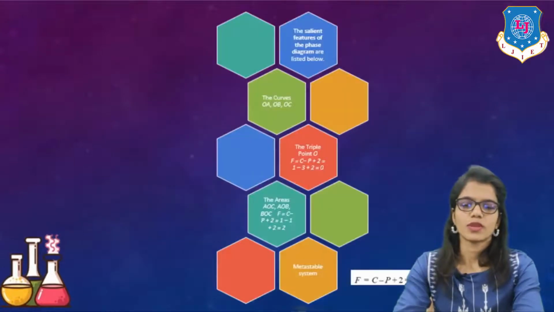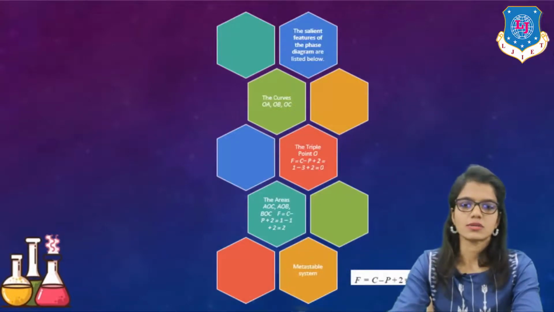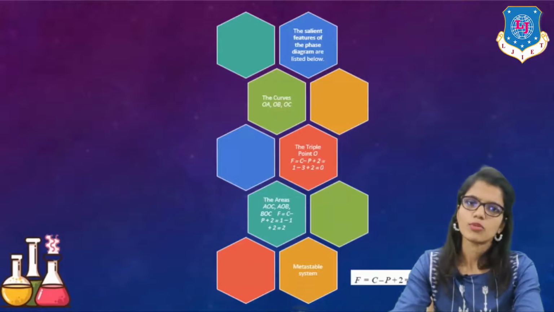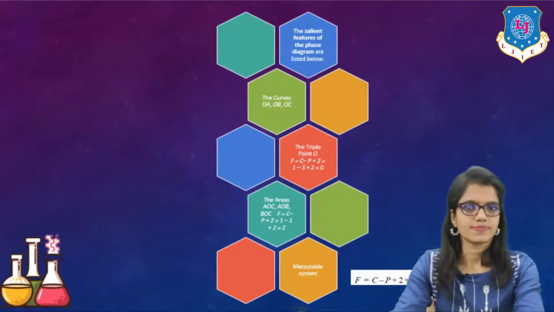So here, the salient features of this water system can be divided into three different parts. Number 1, curves. Number 2, areas. Number 3, points. Which are the curves which are possible here? The curves which can be possible are OA, OB and OC. Three different curves are there, OA, OB and OC.